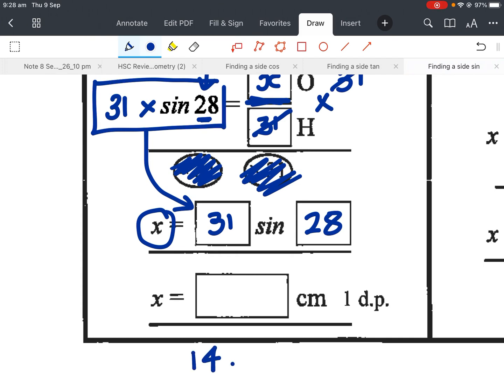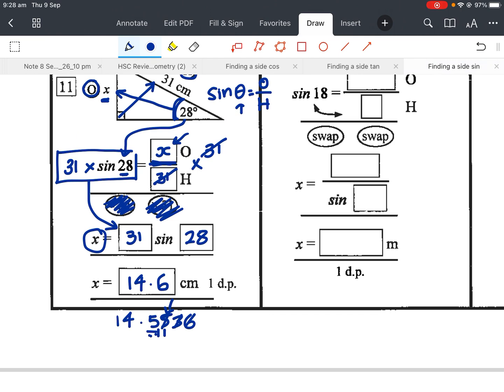The answer I got on my calculator was 14.5536. It's to 1 decimal place. So cross off all of those ones, keep the 5, look at the first number you're going to cross off, it's a 5. Remember, if it's 5 or more, that means we're going to add 1, doesn't it? Add 1 to that 5. So my answer is 14.6.